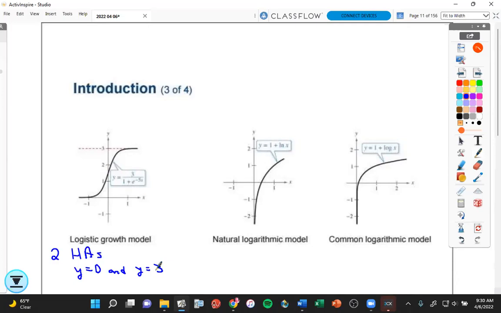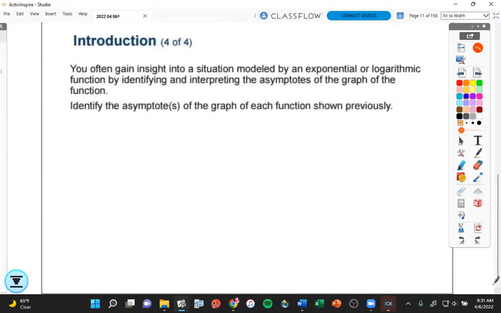Natural log model. We have a vertical asymptote. Where? I want the equation. X equals 0. That makes sense, doesn't it? If exponential had a horizontal asymptote and these guys are inverse functions, then logarithm has to have a vertical asymptote. And common log, same thing, right? Any questions about these asymptotes? Okay. And that's what we just did.